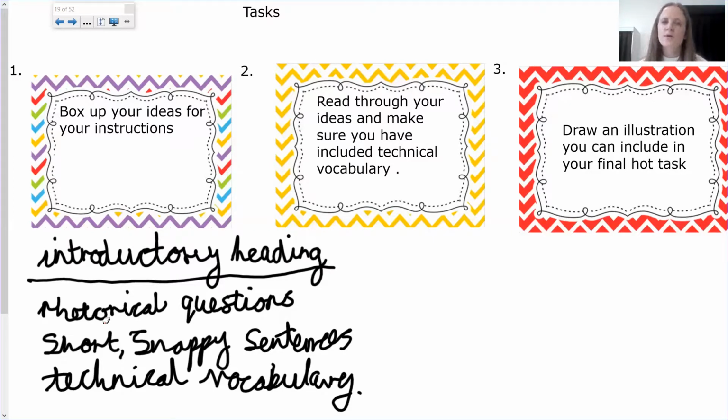You are then going to read through your ideas and make sure you've included technical vocabulary or topic vocab words, or like we said, topic words or technical vocabulary to do with invading. Think about some of the vocabulary words we used right in the beginning. Think about some of the vocabulary words we used when you were escaping your house. And then finally, your third task will be to draw an illustration that you can include in your final hot task.